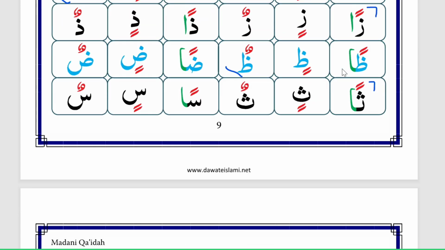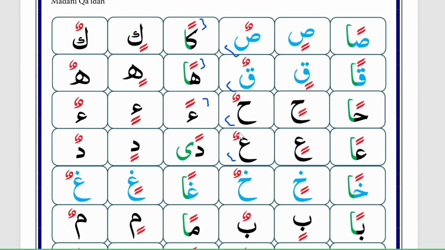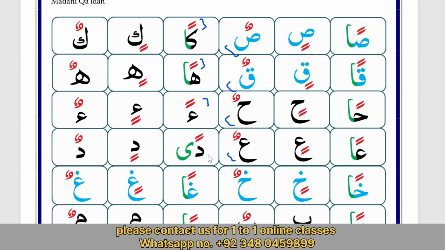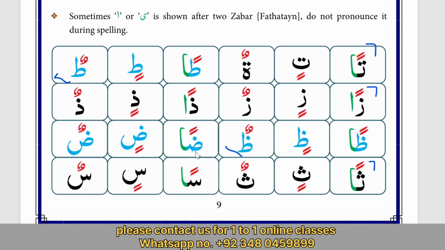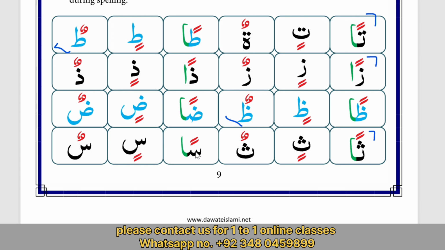Here you can see another example. This is ya. This ya will also not be pronounced during spelling. You will pronounce it like dal do zabar dan without pronouncing this ya. So now we are going to apply these rules.